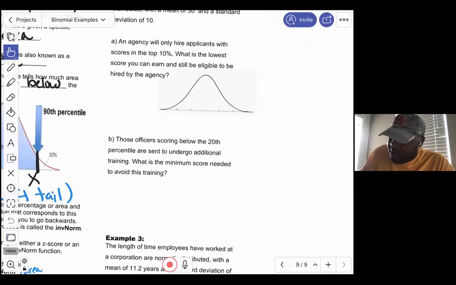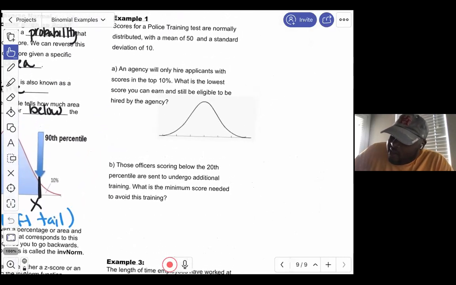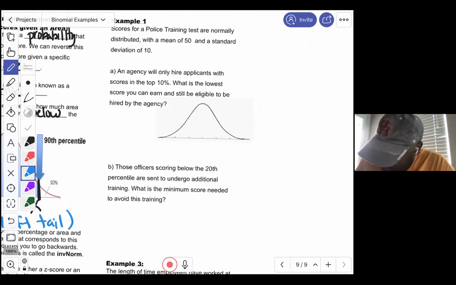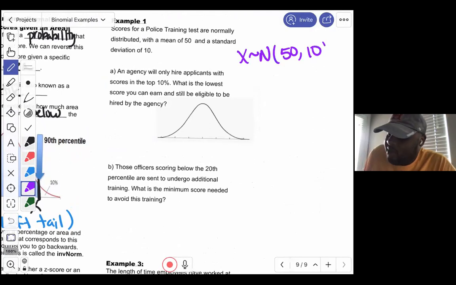The problem says that scores for police training tests are normally distributed. That phrase "normally distributed" means to draw a curve. It has a mean of 50 and a standard deviation of 10, so X is normal with a mean of 50 and a standard deviation of 10. First question: an agency will only hire applicants with scores in the top 10%. What is the lowest score you can earn and still be eligible to be hired by the agency?